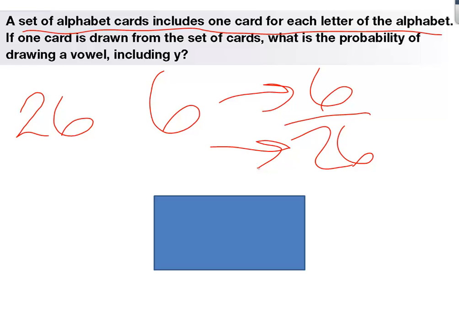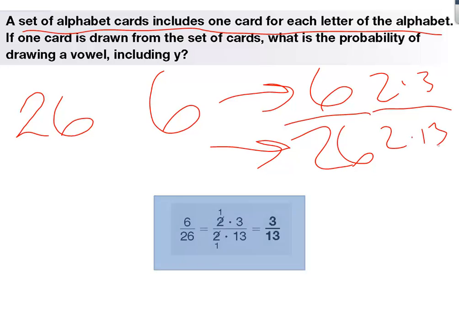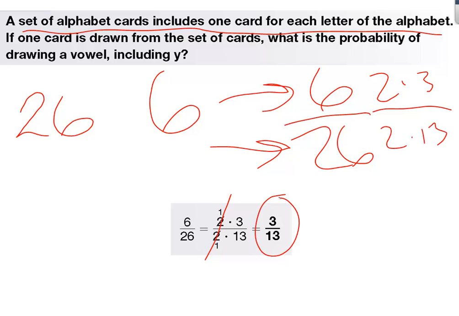Figure out your numbers. And what goes into 26? 6 is 2 times 3, and 26 is 2 times 13. Is 13 prime? It is. So we're done. And that's how we do it. And then we just cancel out the 2's, and that leaves 3/13 as our answer for the probability of drawing a vowel, including a Y, when we draw one card out of 26.